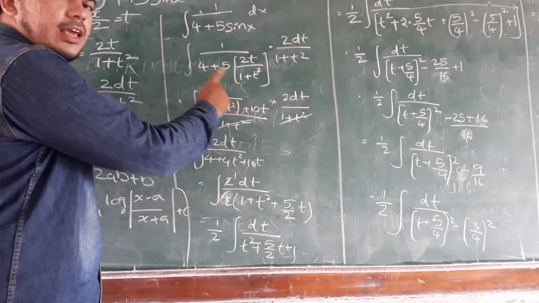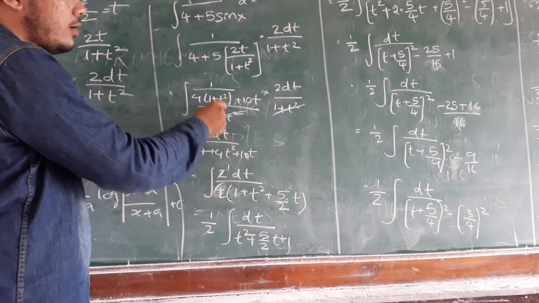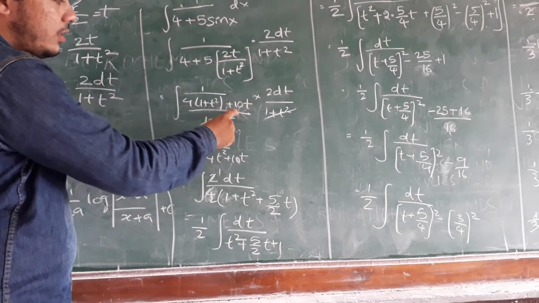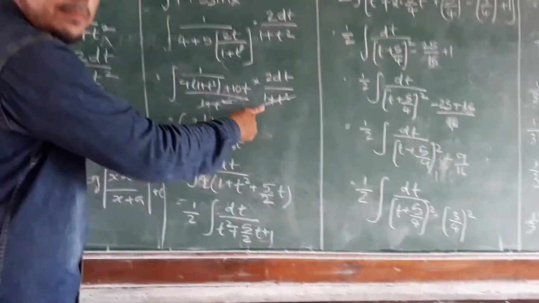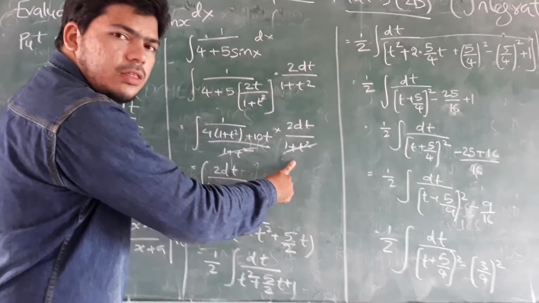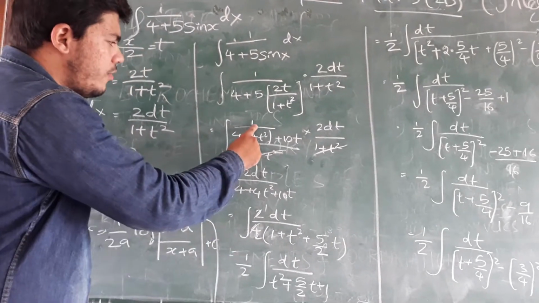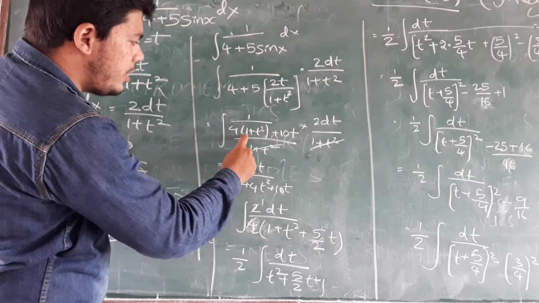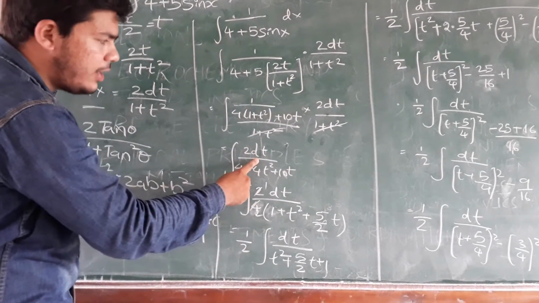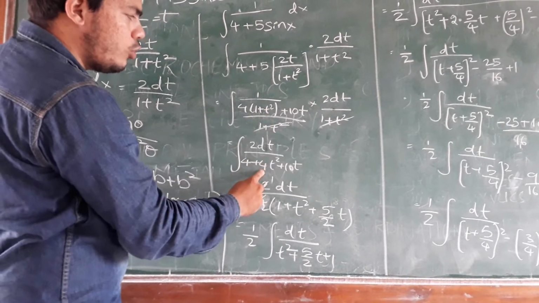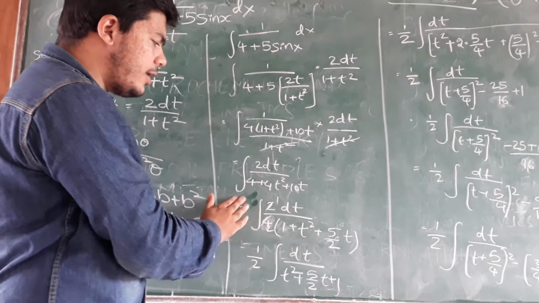Now we are taking the LCM: 4 into 1 plus t square plus 5 into 2t, that is 10t, and we have the same 2 dt by 1 plus t square. The 1 plus t square terms get cancelled here, and we will get 1 by 4 into 1 plus t square, plus 10t, times 2 dt. Multiplying out, 4 plus 4t square plus 10t. Up to here I think it's okay for you.